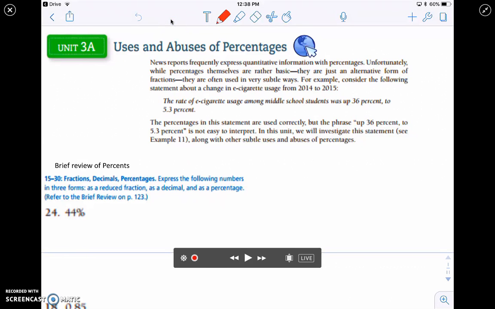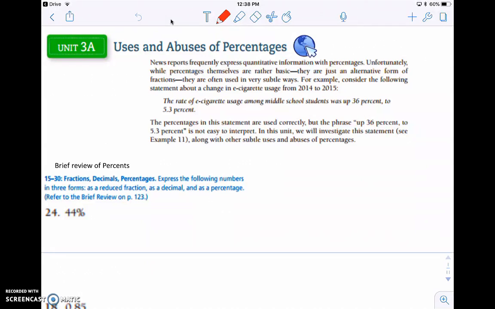Okay, in this video we're looking at Unit 3A, which is uses and abuses of percents, but our main focus is going to be the uses of percents. That's where we're going to focus our energy, but these things can definitely be abused, and they can be used to be a little bit confusing. Such as this example right here.